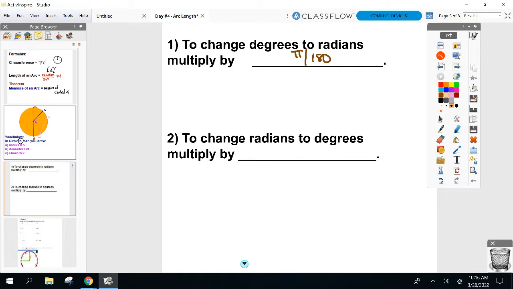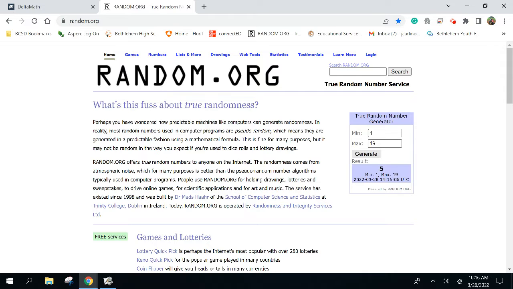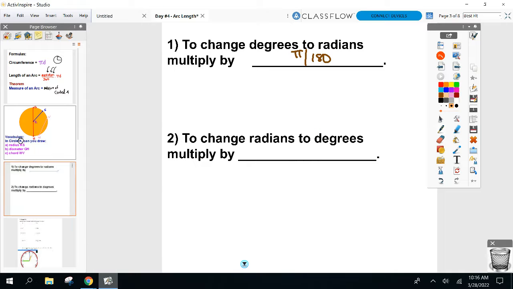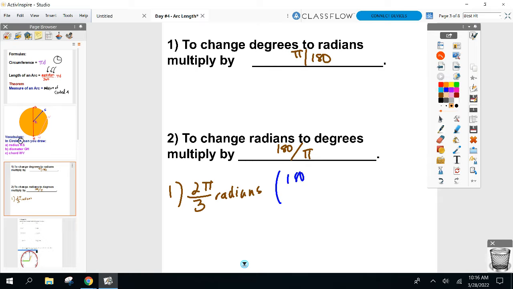All right, let's go backwards now. What if I have radians and I want you to convert to degrees? Multiply by 180 over pi. Now look, let me give you two versions here. 2 pi over 3 radians. You guys multiply it by 180 over pi, and the pi's would cancel out.